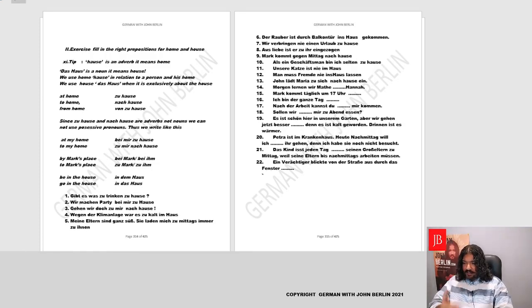Perfect. So it's implied he's inviting to his home. So it's nach Hause. Morgen lernen wir Mathe dash Hannah. Tomorrow we learn mathematics at Hannah's place, or at the place of Hannah. So basically by Mark's place. Yes, by Mark's place is here.